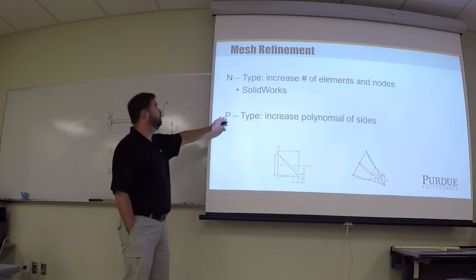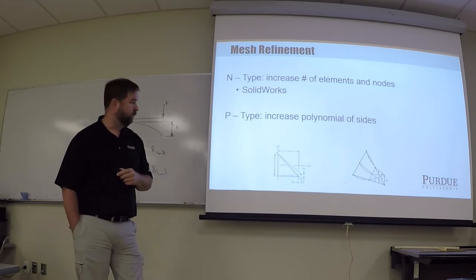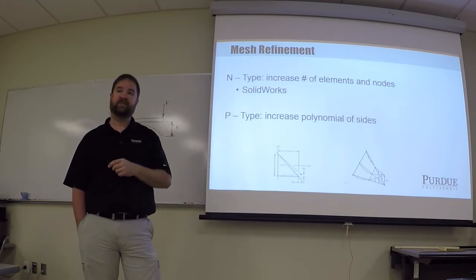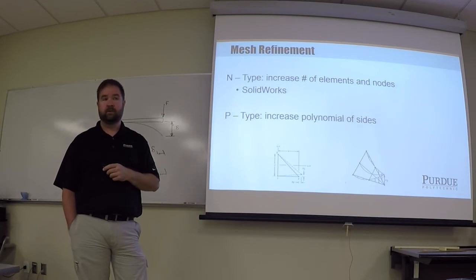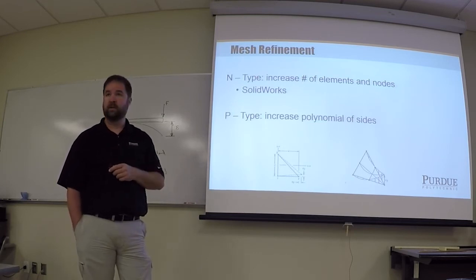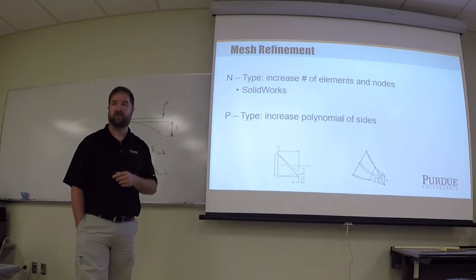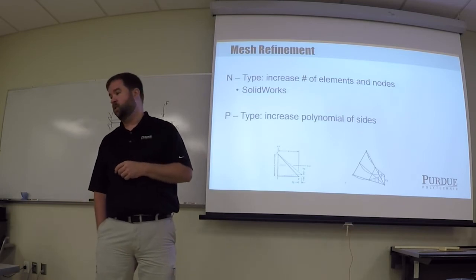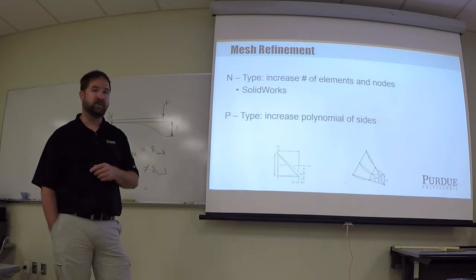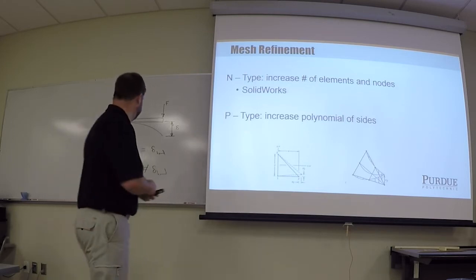Another type of mesh refinement is called P-type, where we are increasing the complexity of the element shape. So P stands for polynomial of the sides. With that type of refinement, the number of elements stays the same. The equations that define the sides of the element get increasingly complex. Okay? So I think you guys are familiar.